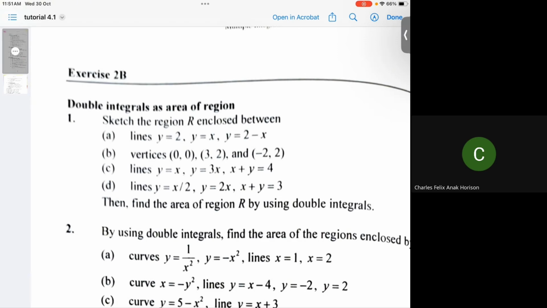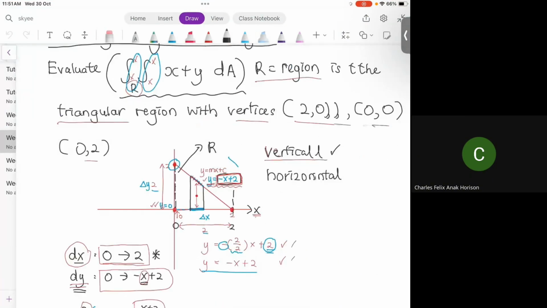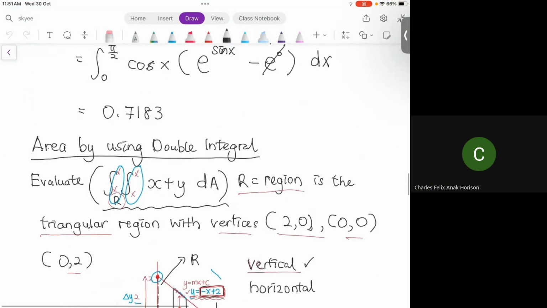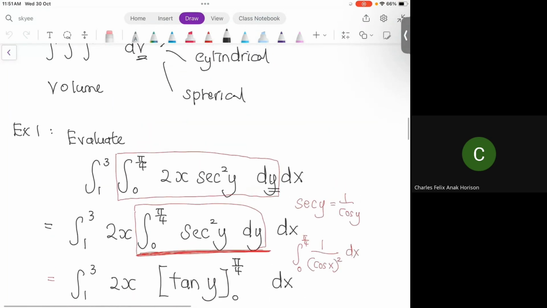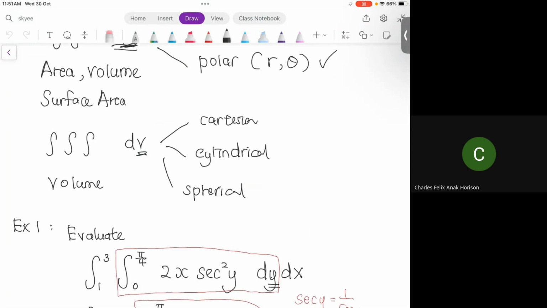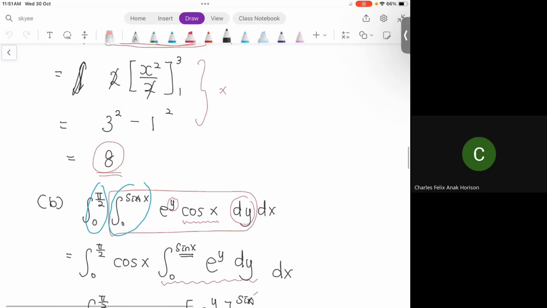As I explained to you on Sunday, we can use the double integral to find the area of a region. On Sunday, I first introduced how to solve a double integral. You have to solve the inner part first, and after that proceed to the outer part. And you can use a calculator.